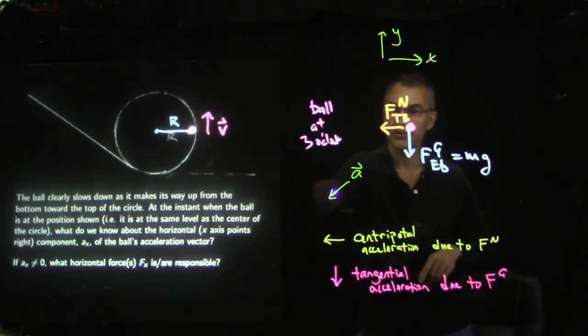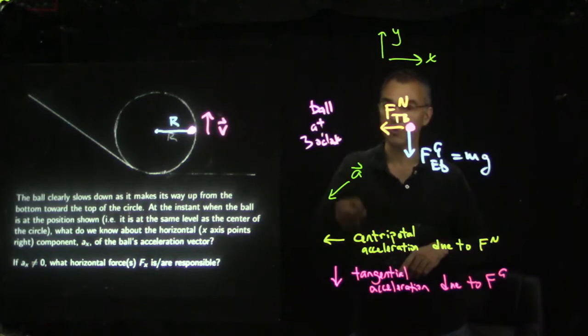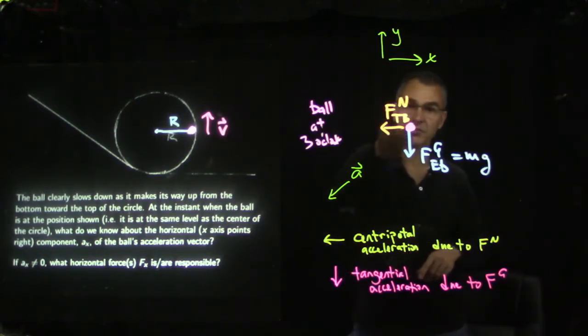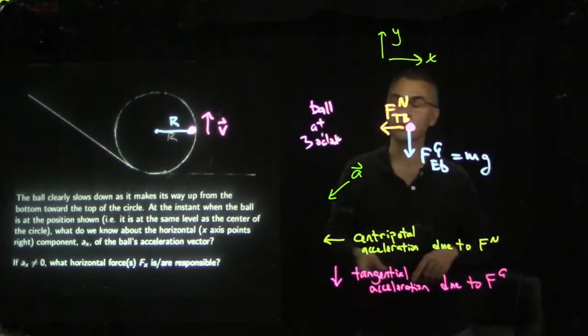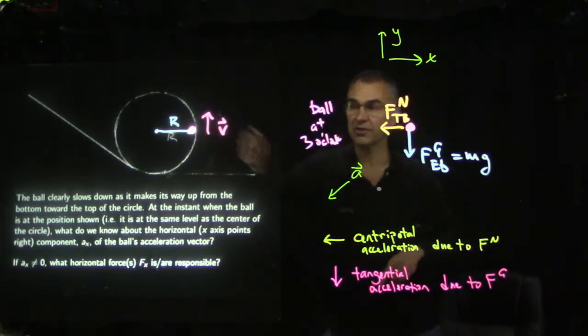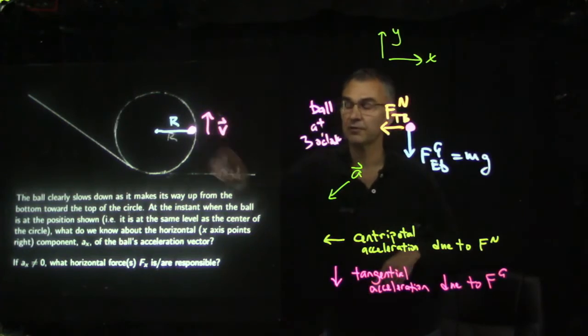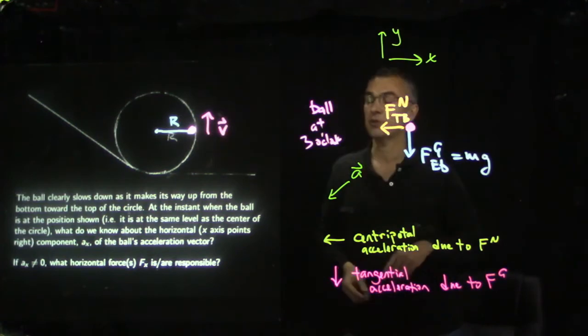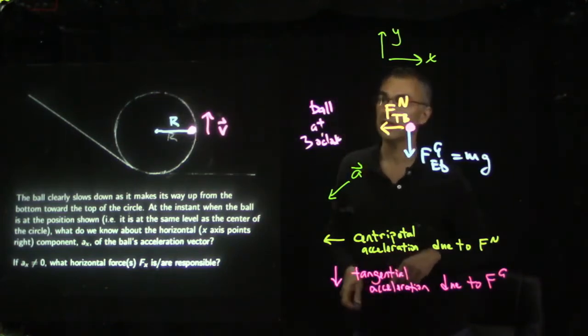So the acceleration at this instant must actually point sort of southwest, because you know there's a downward part because the ball is slowing down, and you know there's a leftward part because the ball is moving in a circle. But this instant is kind of complicated to analyze. I mention this instant because at this instant you can clearly separate the one part due to gravity, which is tangential, and another part due to the normal force, which is centripetal. But we're really interested in this instant at the top, where of course gravity still points down, but the normal force, if there is one, will also point down.